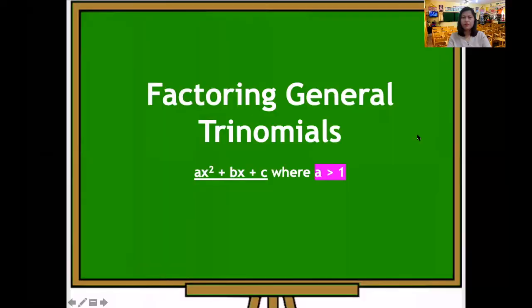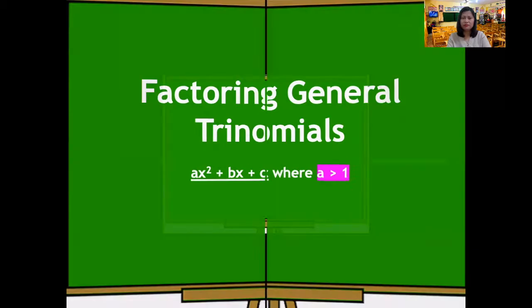Hi mathematics lovers! Today, we are going to learn how to factor trinomials of the form ax squared plus bx plus c, where a is greater than 1. So, stay tuned! There are many ways of factoring trinomials of the form ax squared plus bx plus c, where a is greater than 1, one of which is by inspection.